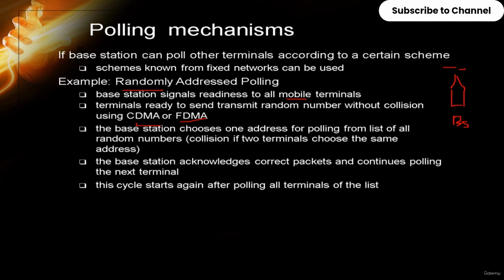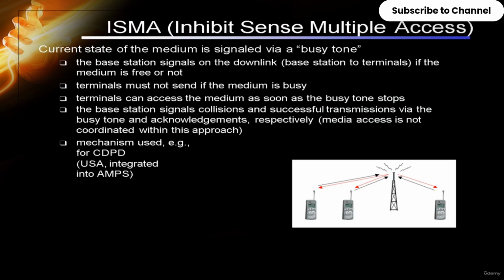So the base station is the authority which decides which mobile station it can communicate with. The base station acknowledges correct packets and continues polling the next terminal. This cycle starts again after polling all terminals in the list. So the base station maintains a list, and from the list it has to give priority to all stations which are requesting. Likewise, random addressing polling is used to send data from the base station to mobile stations.